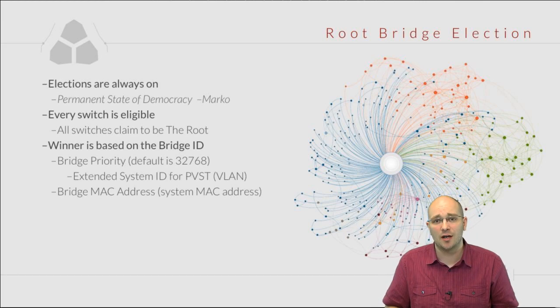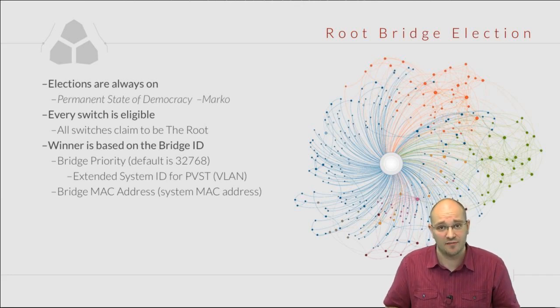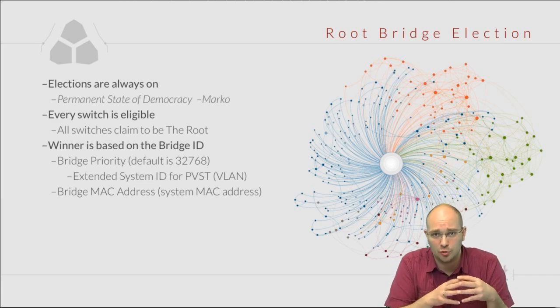which is usually also called the base MAC address, and it can be viewed on a switch. Which MAC address this is going to be depends heavily on the platform we are using. It's going to be different on fixed configuration switches, and it's going to be different on modular switches, like for example 4500s and 6500s. Let me show you an example of the root election.